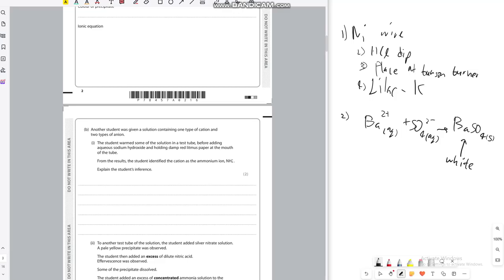So we know that when you have ammonium ions, when you add a hydroxide, it gives out the gas ammonia. When ammonia is given, when we take a red litmus paper and place it near the gas, it will turn blue color. So that's what you have to explain here.